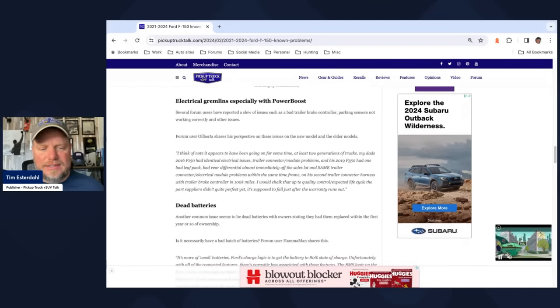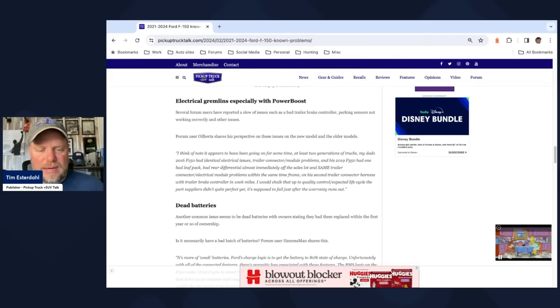One guy said his 2019 F-350 had one bad leaf pack and a bad rear differential almost immediately off the sales lot, and the same trailer connector electrical modules and a second trailer connector harness within the same time frame. His dad's 2016 F-150 had the identical electrical gremlins that his 2019 F-350 had. I don't know, it's interesting that they have the same issues.